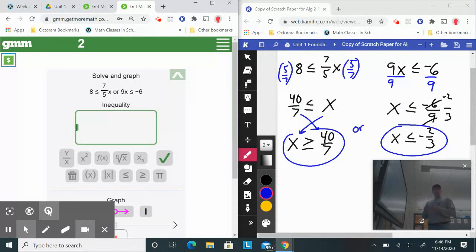So I solved each of the parts, and I found that 40 over 7 is less than or equal to x. So I put the x first. X is greater than or equal to 40 over 7. Now I could change 40 over 7.